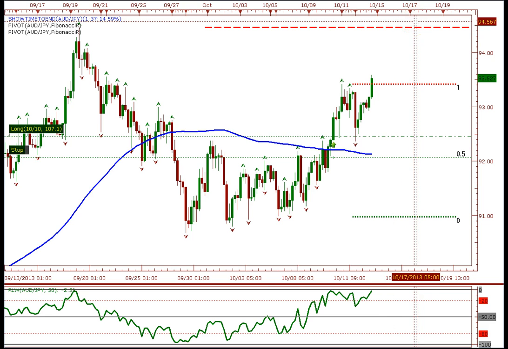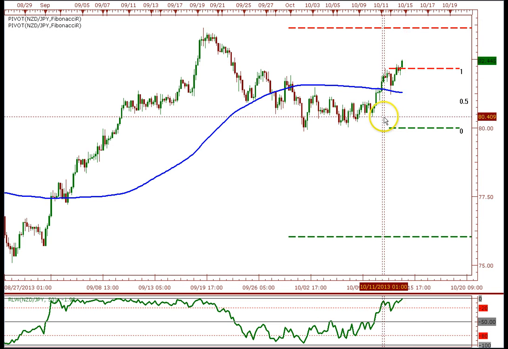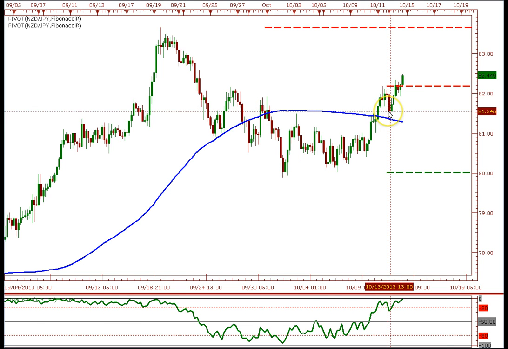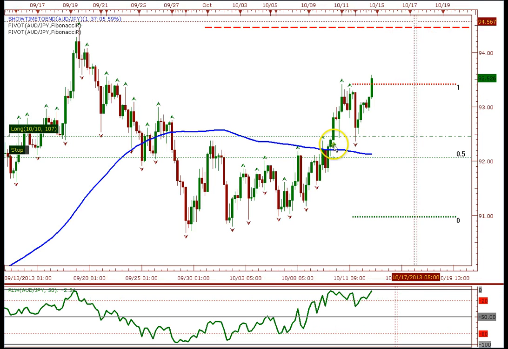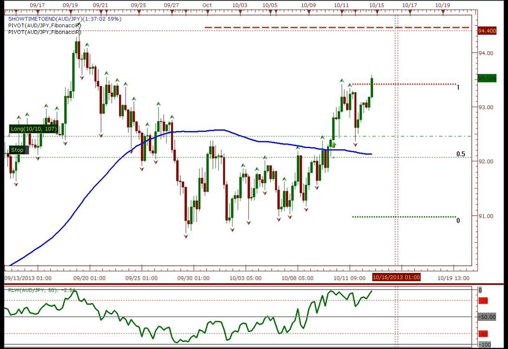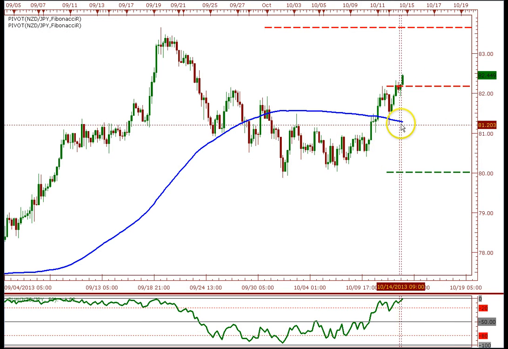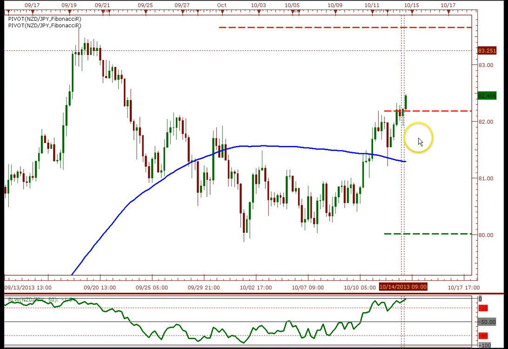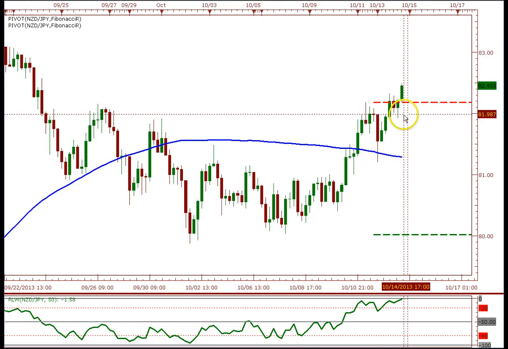Okay, so that's the Aussie yen. New Zealand dollar yen, and the New Zealand dollar was the pair that was showing the most strength against the yen. Now look at this Aussie. That looks strong against the yen, but the chart was showing the New Zealand dollar stronger against the yen, and pretty much the same. You see it, the previous week's high, we're sitting on that.